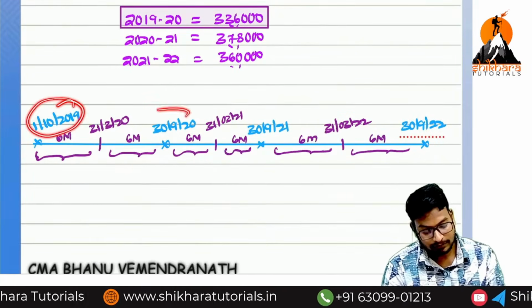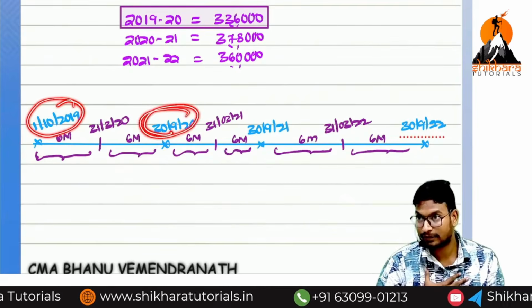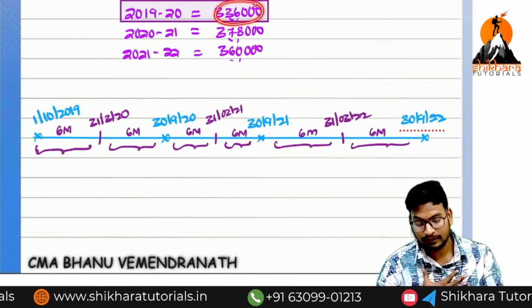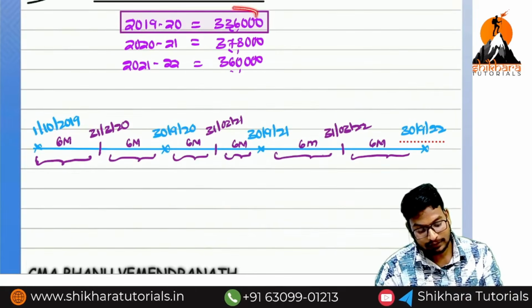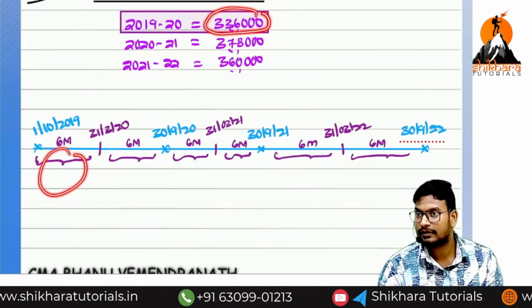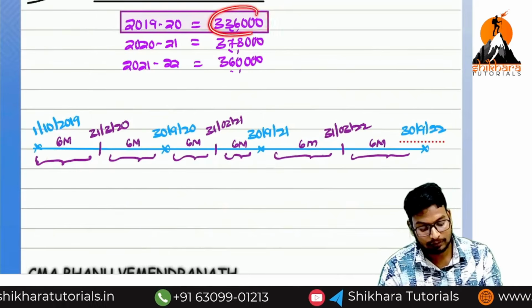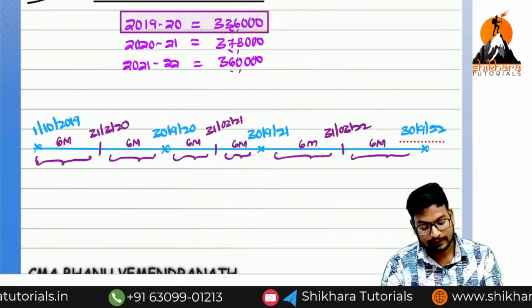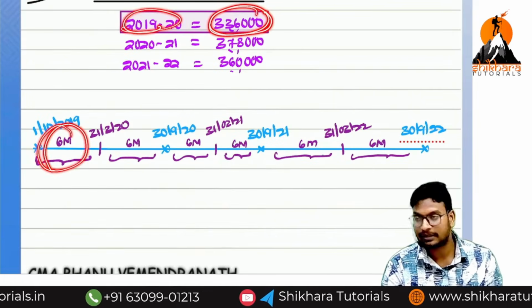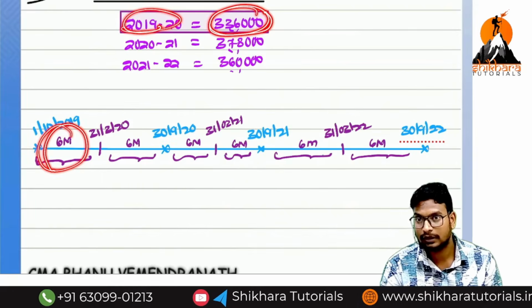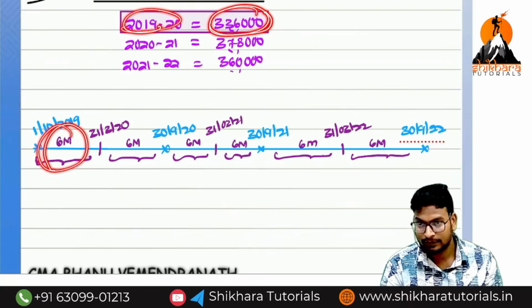1/10/2019 to 30th 9/2020 is our first year from our point of view, but we need to calculate the profit. We should not consider the total 3,36,000 as the current year profit, because in this year only 6 months belong to our current year. Are you getting the point or not, sir?